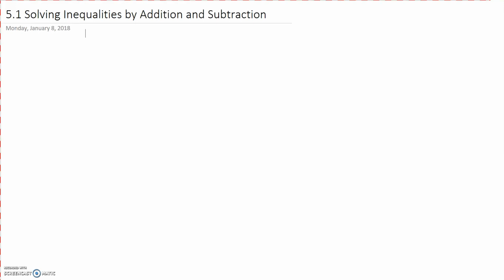Hello, today we will be talking about solving inequalities by addition and subtraction. Before we begin that, we need to know what an inequality is. An inequality is an open sentence that contains our inequality symbols. So let's write that down for us. We have an inequality.